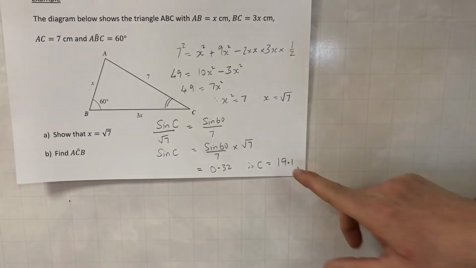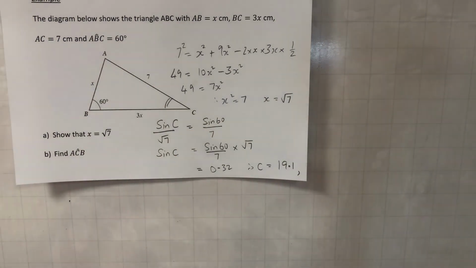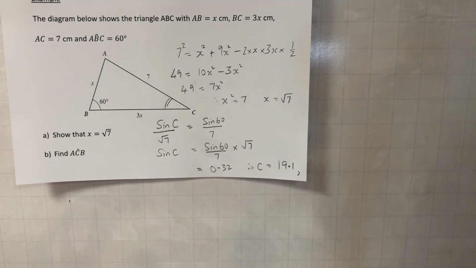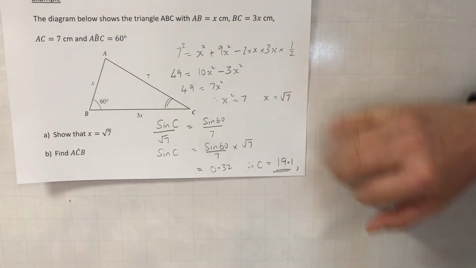However, I need to check to see whether I'm allowed the other one. Now check for ambiguity, and if I do 180 minus that angle, I get 160. That 160 would take it over the 180, so there's no ambiguity here. That is the only solution for C.